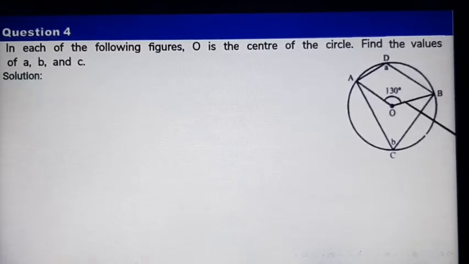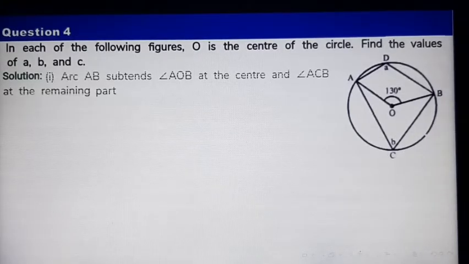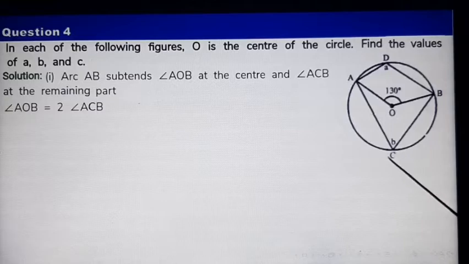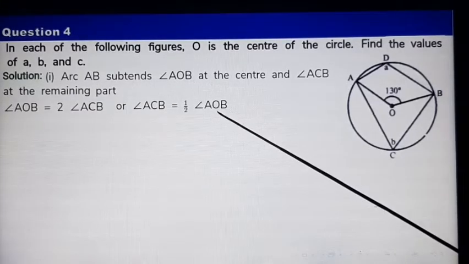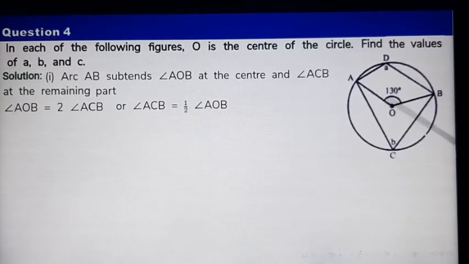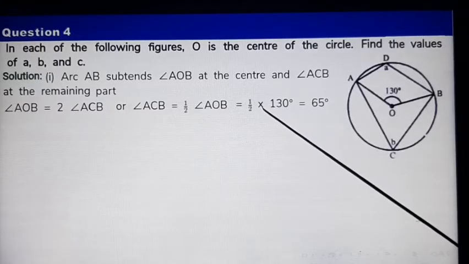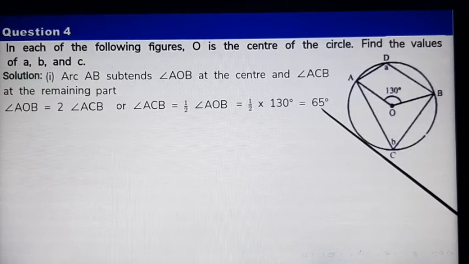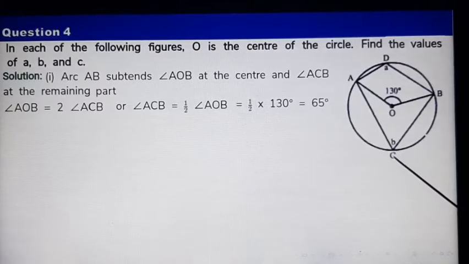Alright, that means this angle will be half of this, right? So that's what is written out here. So AOB will be equal to double of ACB. In other words, ACB will be half of AOB, right? And how much is AOB? AOB is 130 degrees, right? So half of 130 degrees will be 65 degrees. That means we have found angle ACB, right? Angle ACB is B. So the value of B will be 65 degrees here. Alright, so we have found the value of B.